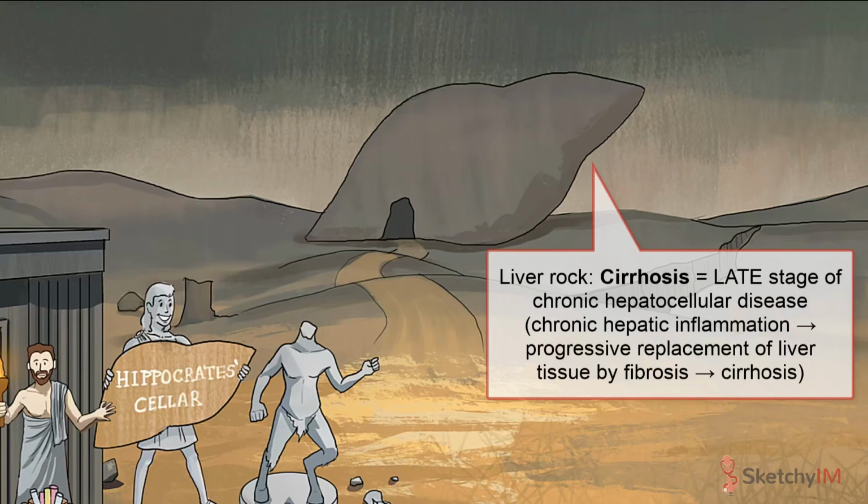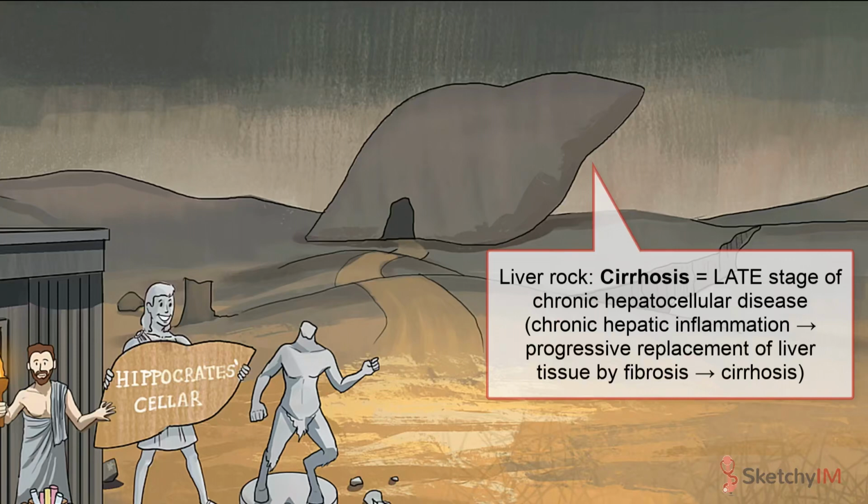Chronic hepatocellular diseases all have the potential to progress to cirrhosis, which makes cirrhosis the late stage. As we discussed earlier, the early stages of those conditions are inflammatory, either from the start, as in the case for chronic hepatitis, or after a period of purely fatty infiltration, as in the case for steatohepatitis. Over time, this chronic inflammation causes the normal liver tissue to become replaced by fibrosis. Eventually, the result is a scarred cirrhotic liver, or, here in the sketchy verse, a liver-shaped rock.